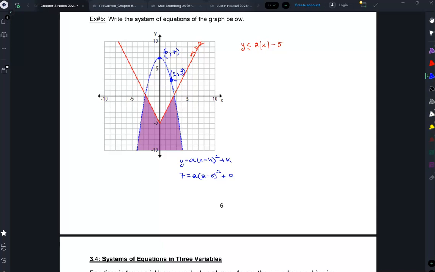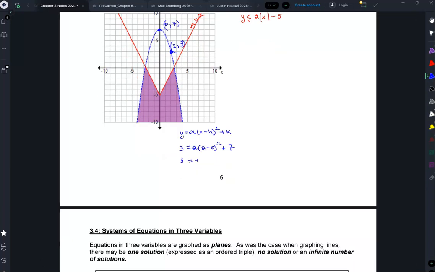No. K. What? No. This is 3. Oh my gosh. Boy, that had the potential to become a disaster. So now this is 7. Okay, now I have it right. Yes? Yeah. X and Y are 2, 3. H and K are 0, 7. Okay, so 3 equals 4a plus 7. Negative 4 equals 4a. A equals minus 1.